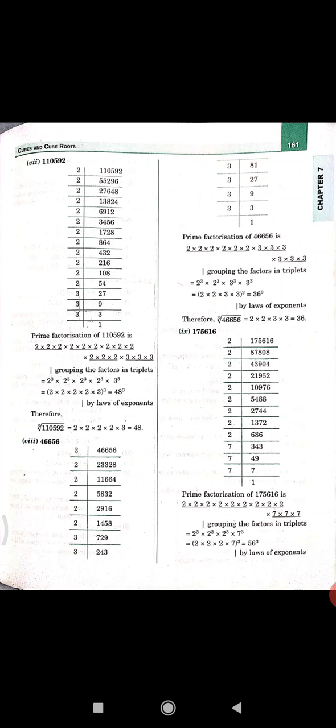46656 divided by 2, you will obtain 23,328. Again divide by 2, 11,664. Again divide by 2, 5832. Again divide by 2, 2916. Again divide by 2, 1458. Again divide by 2, 729. Now see, 729, the last digit is 9, so it is not divisible by 2.